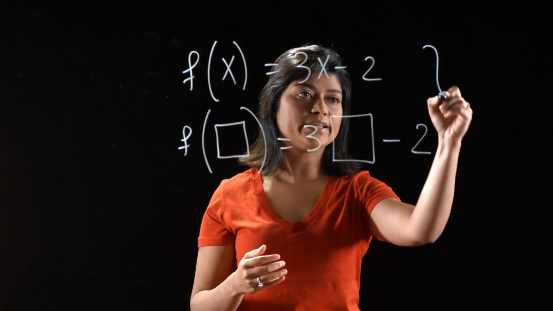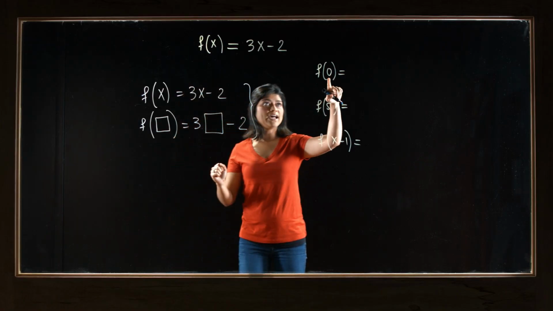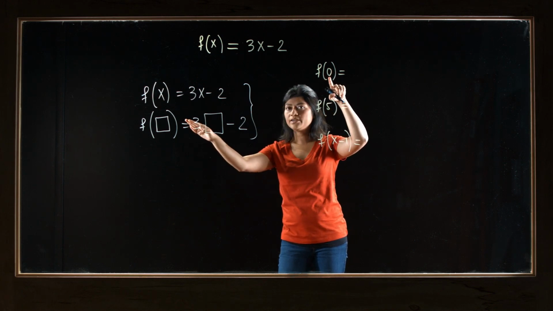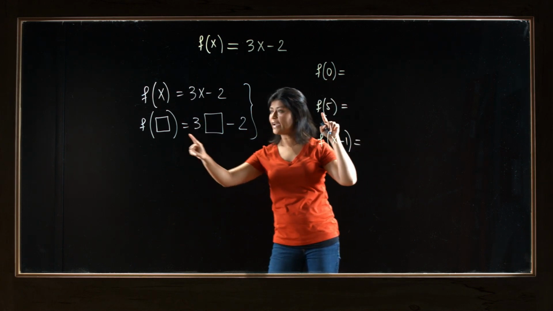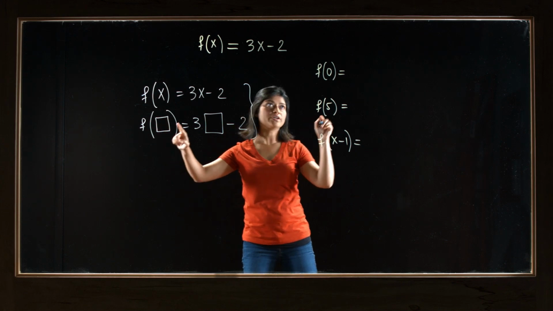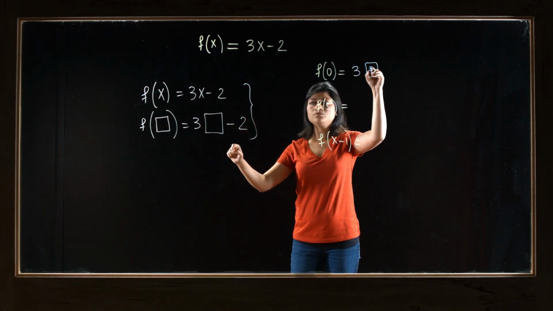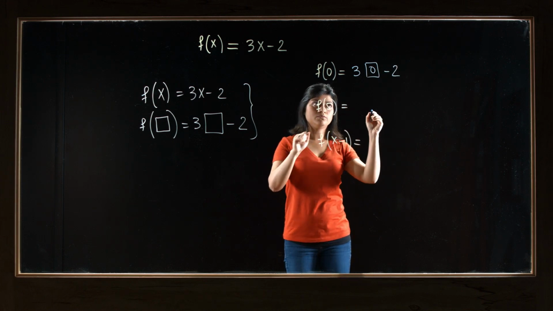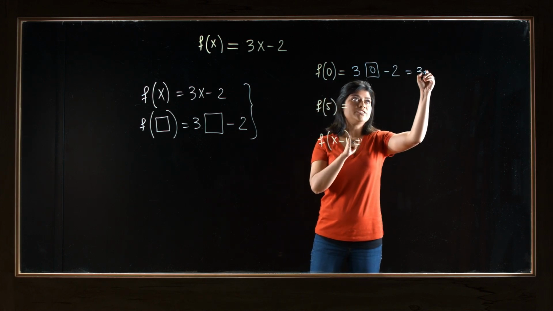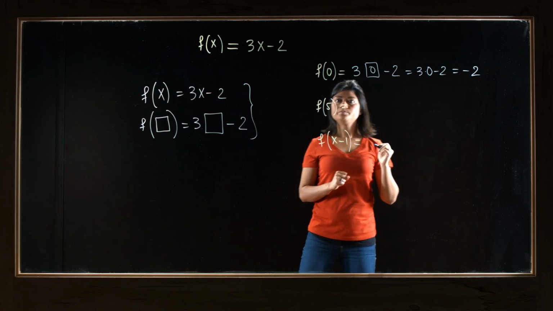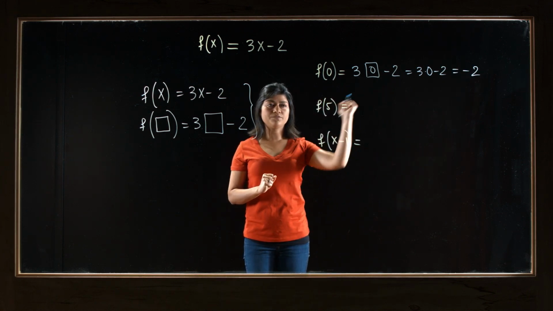So let's try that. Now the first problem, we have to plug in 0. So think of the same way, you put 0 inside this empty box. So the right hand side is 3 times, here you have a 0, minus 2. Well, that means this is 3 times 0 minus 2, and so this is negative 2. That's the value for f of 0.